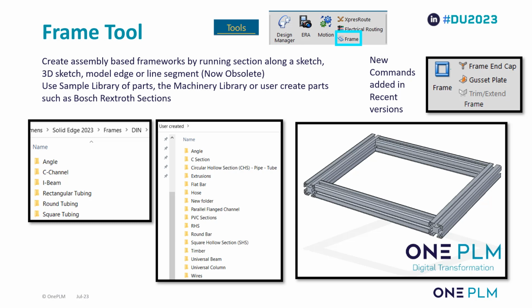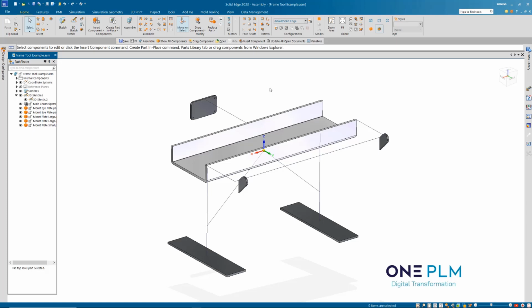You can use a sample library of parts as the image on the left, or the machinery library, or you can create your user created parts, such as the Bosch Rexroth section. That's a 40mm by 40mm, looking at it on the right on there. You also notice in the frame command, top right image, we've got new options that have appeared in the frame, such as the end cap and the gusset plate. I'll show you those in the video on the next slide.